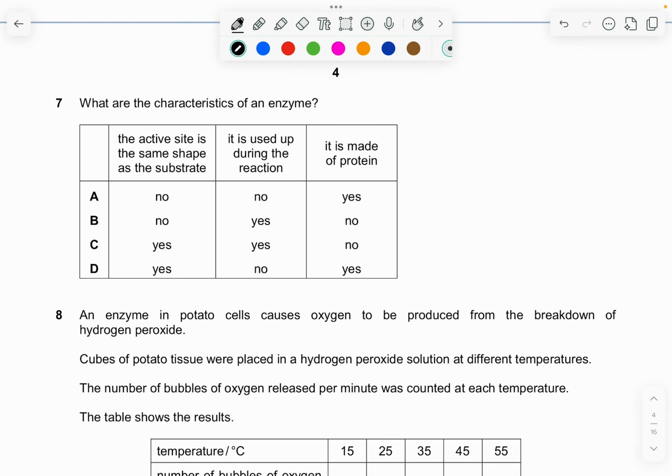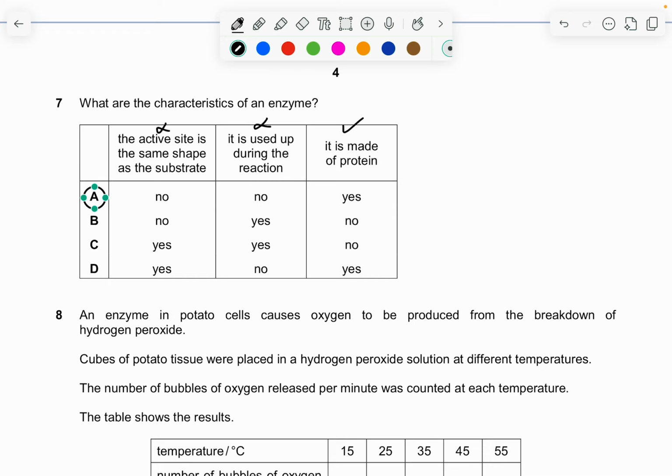Question 7. What is a characteristic of an enzyme? The active site is the same shape as the substrate. No. It is used up during the reaction. No, it isn't. The enzyme will still be released again after it has finished. After the chemical reaction is done, the enzyme will be released in its normal form. It is made of protein, yes. So the answer is A.